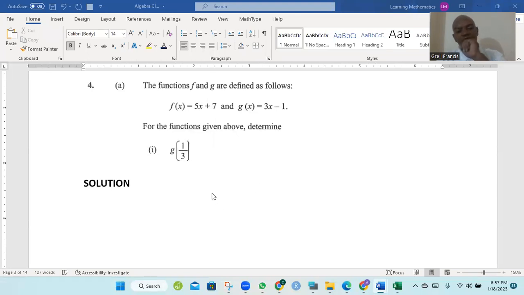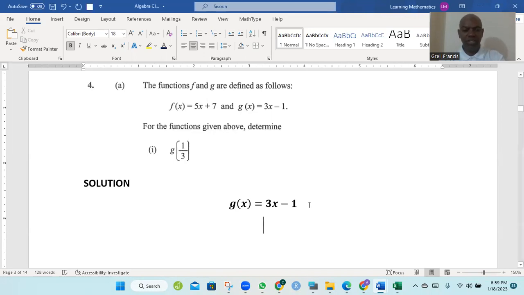So to find what is g of 1/3, we need to know what is g of x in the first place. So when you go to the information, we see we have f of x and we have g of x. So we are interested in g of x. g of x is equal to 3x subtract 1. So let us write this down. So here it is, g of x is equal to 3x subtract 1. So please take this down.